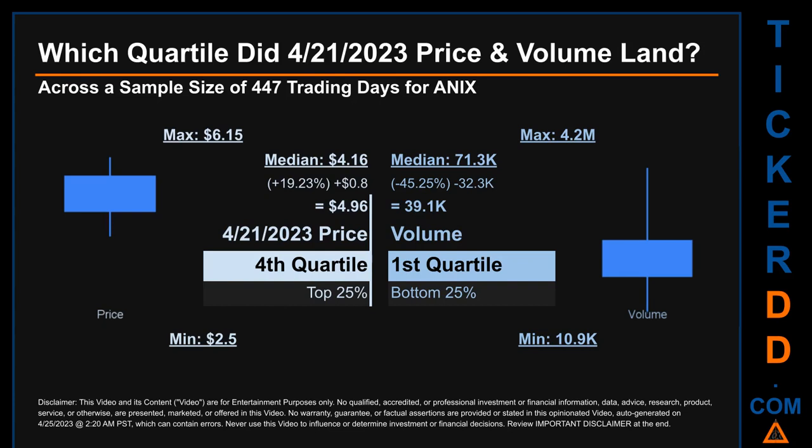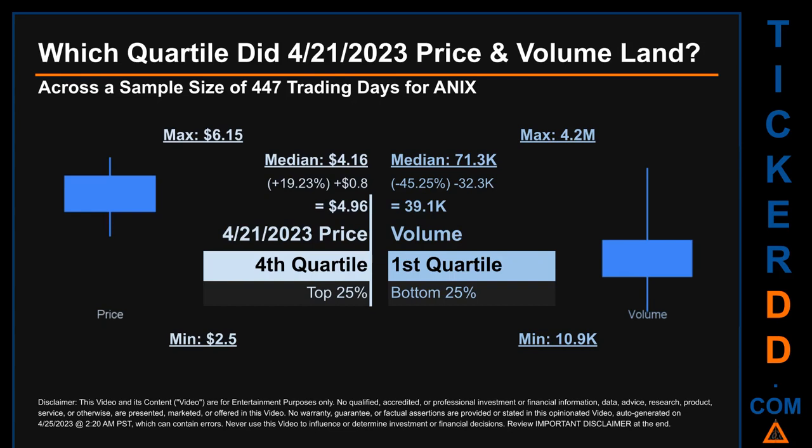The day's volume landed within the first quartile, at the bottom 25% of all sampled daily volume, which saw a max daily volume of 4.2 million and a minimum of 10.9 thousand. Quartiles tell us about the spread of a data set by breaking that data set into quarters, just like how the median breaks the set into half.